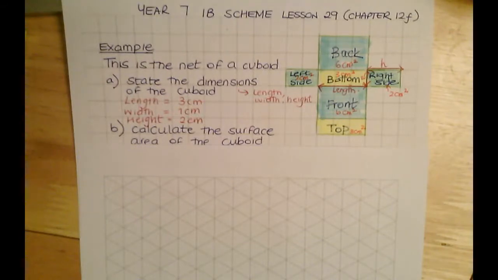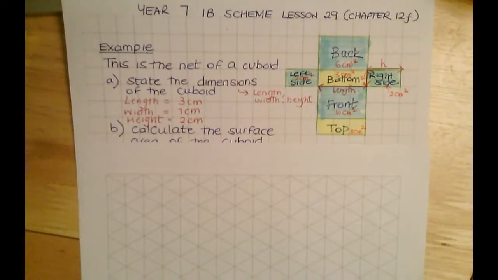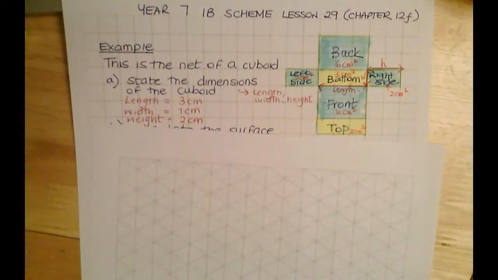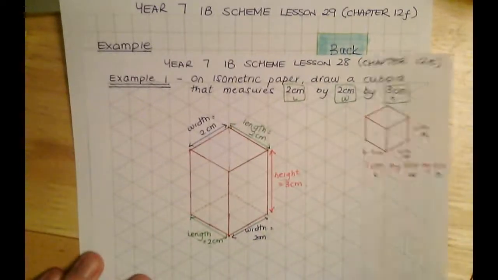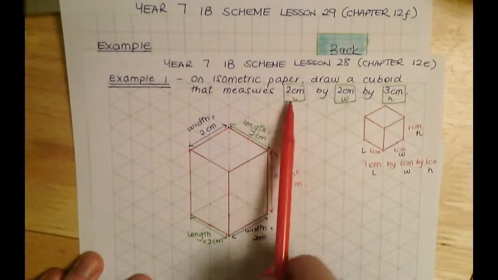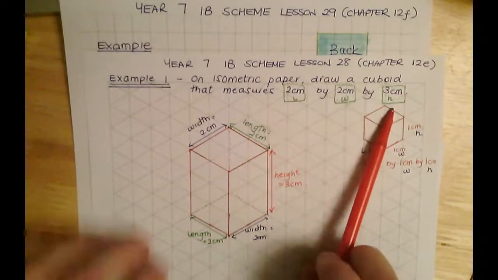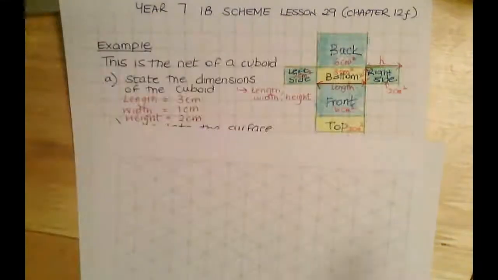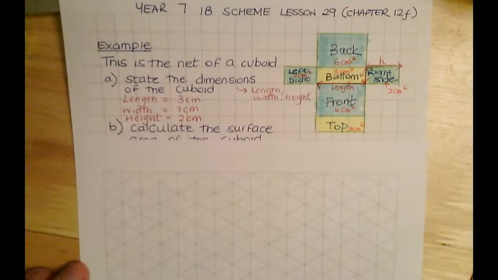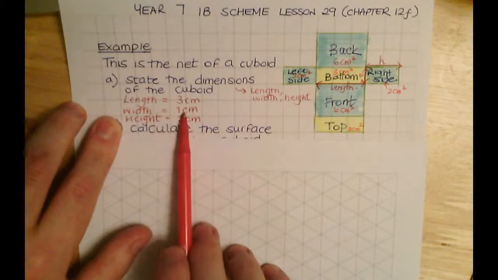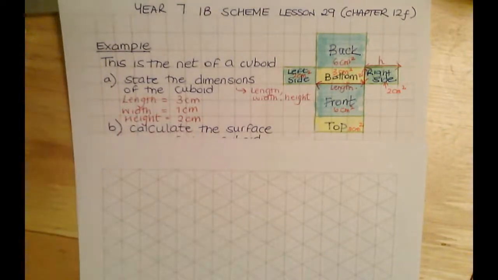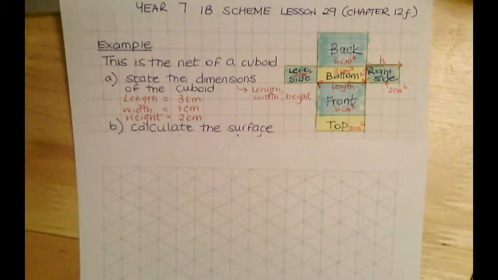And actually, if you go back to the first example on lesson 28, I have it here. We drew a cuboid that has length 2, width 2, height 3. Now, if we look at this one here, we've got a length of 3, a width of 1, and a height of 2. So let's now draw this on isometric paper.